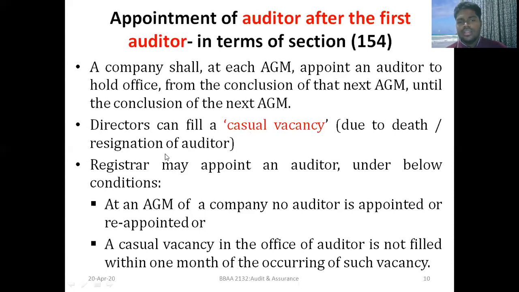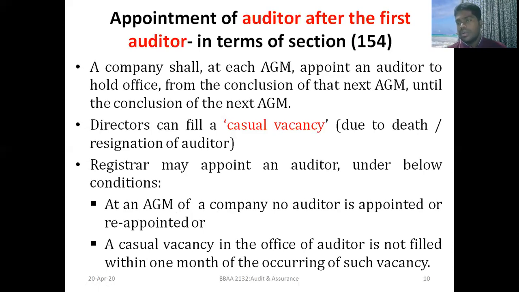Another option is the registrar. The registrar may appoint an auditor under the below conditions. So the registrar sometimes has the right to appoint the auditor. There are two conditions. The first one: at an annual general meeting of a company, no auditor is appointed or reappointed. As I said earlier, during the annual general meeting the owners or shareholders appoint the auditor. This may happen, there is a possibility.